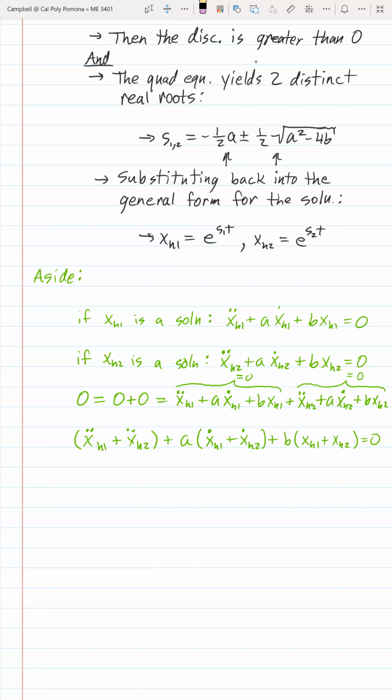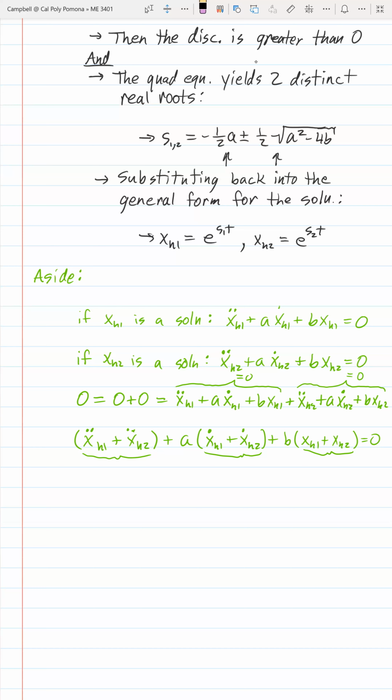But this is the original differential equation. The only thing I've substituted in now, instead of XH1 or XH2 and their appropriate derivatives, I've now substituted in the sum. So what does that mean? That means that a sum of the homogeneous solutions is another solution for this differential equation, or more generally, for this specific class of differential equations.